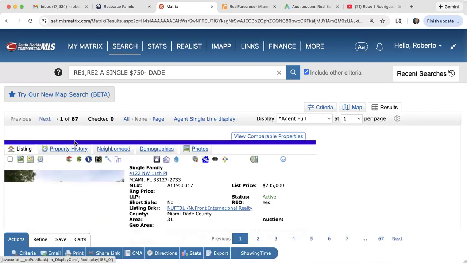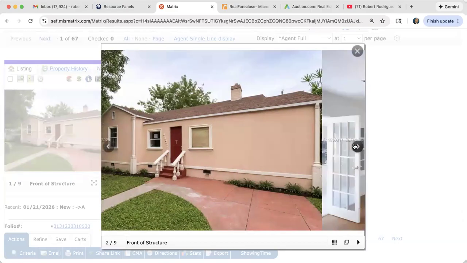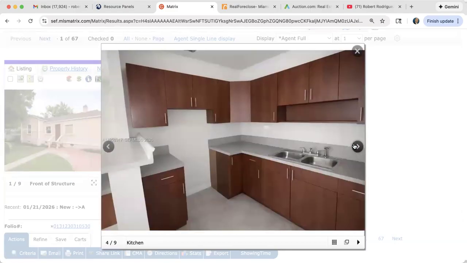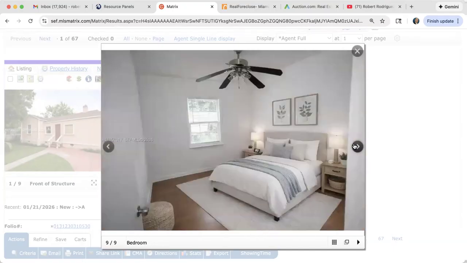So I'm going to go ahead and click on it and let's take a look at the home. This home is located here in Miami. The address is 4122 Northwest 11th Place. You want to begin by taking a look at some of the pictures. You want to see what you're looking at. All right, so it doesn't seem like it's in bad condition at all.